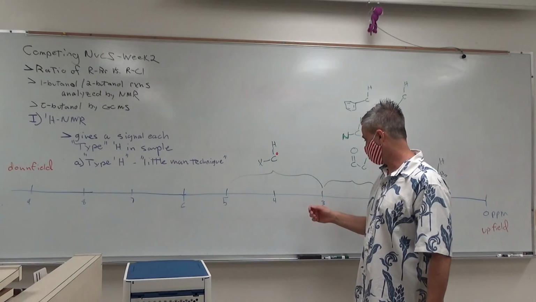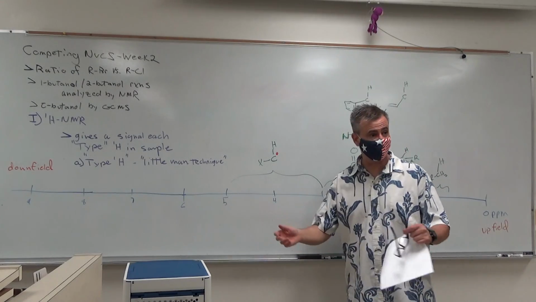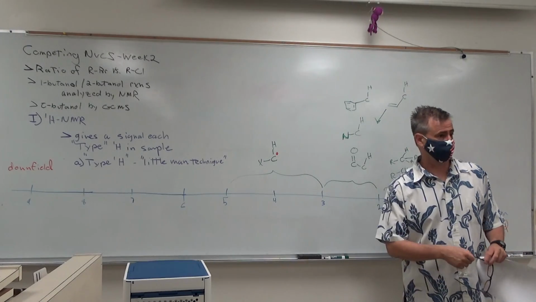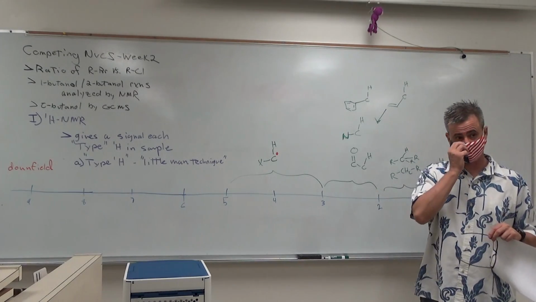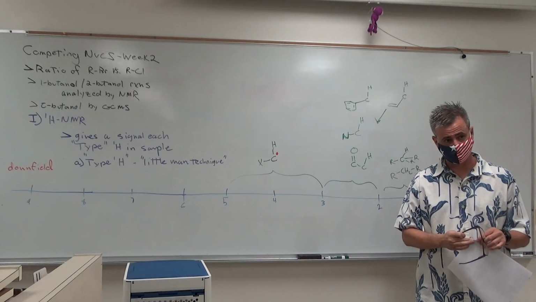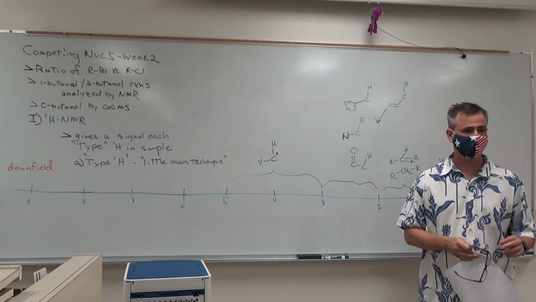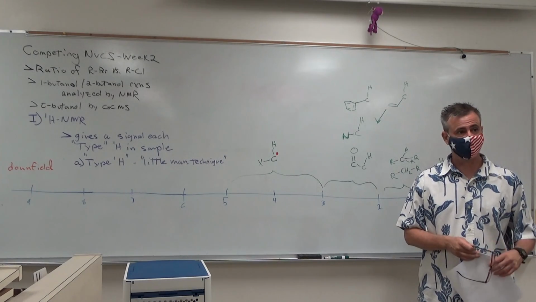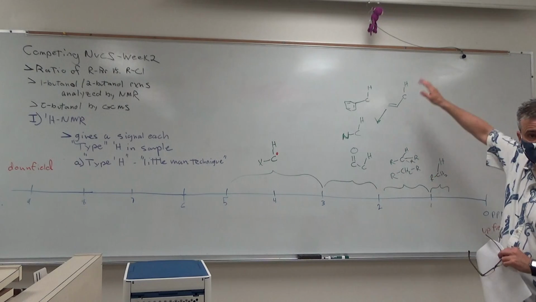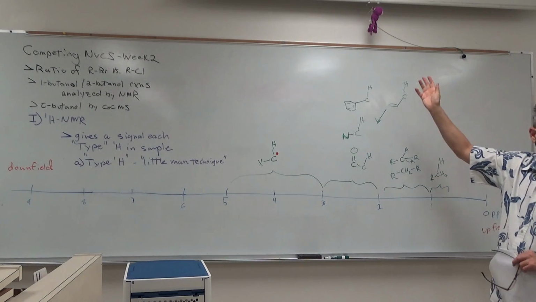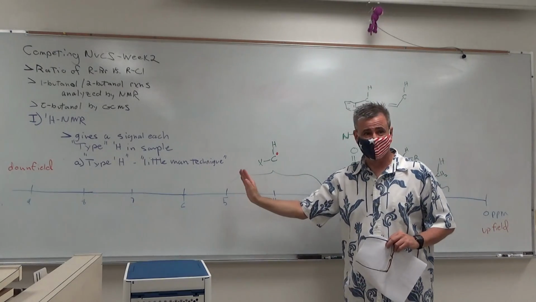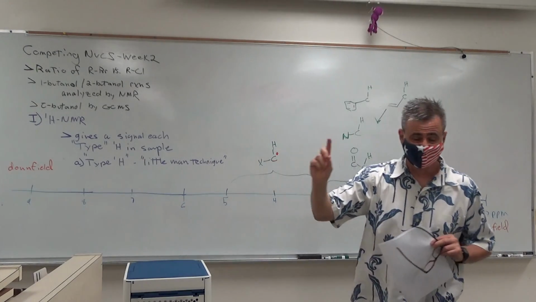What do you think? In terms of this range, 3 to 5, where would you expect it if X was fluoride? Exactly. Why? Because fluorine is more electronegative, so it shields the proton. Perfect. Electronegativity increases as you go up the periodic chart. Fluorine is actually the most electronegative atom on the periodic chart. So the more electronegative, the farther downfield.